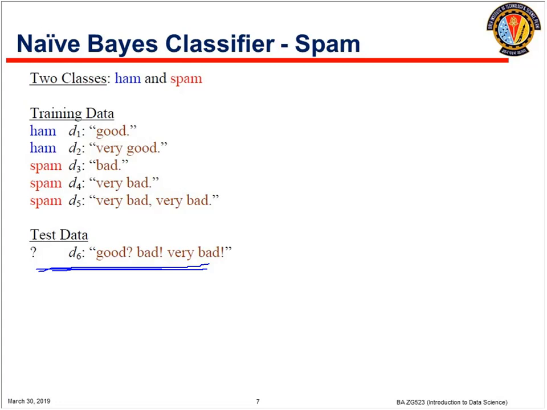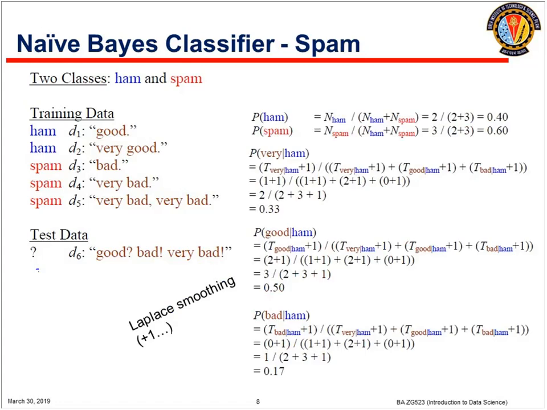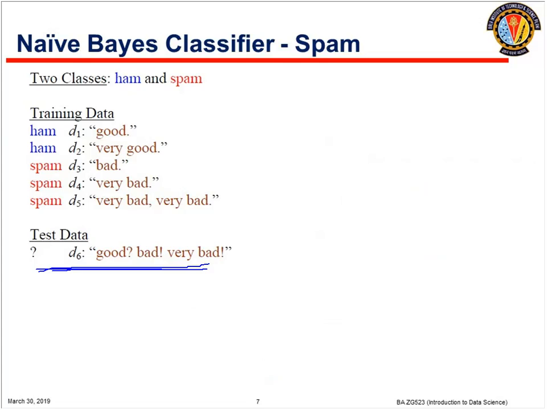So for that, a very common thing that is done is called Laplace smoothing, which is very often performed on text sets. Because if you look at this example again, the word bad is not present in any of the ham documents, and similarly the word good is not present in any of the spam documents. But there may be some spam documents in the future, not in the examples, that might contain the word good, or ham documents that contain the word bad.